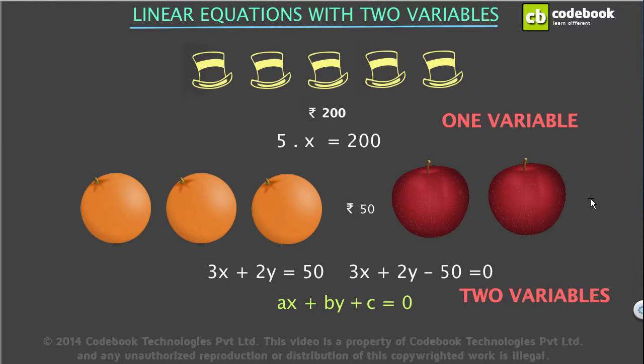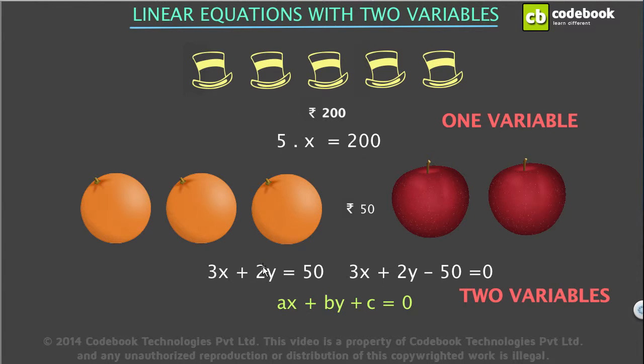Before we solve for the price of the apple, let's take a step back and understand linear equations with two variables. So here, let the price of the orange be x and the price of the apple be y. Similar to the hats problem where the 5 hats cost you 200 rupees, you represented that as 5x equal to 200. Similarly over here, you have 3 oranges and 2 apples. And x being the price of the orange, you represent it with 3x, and y being the price of the apple, you represent it with 2y.